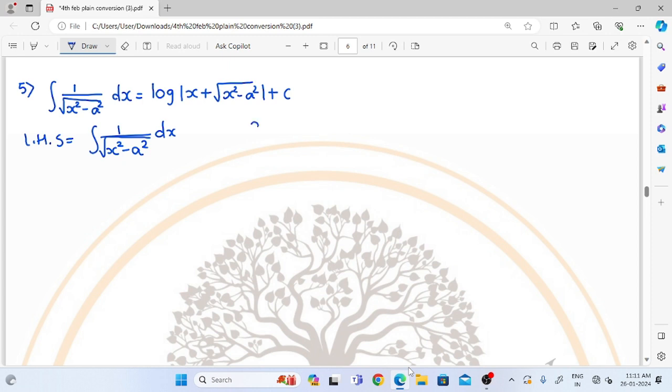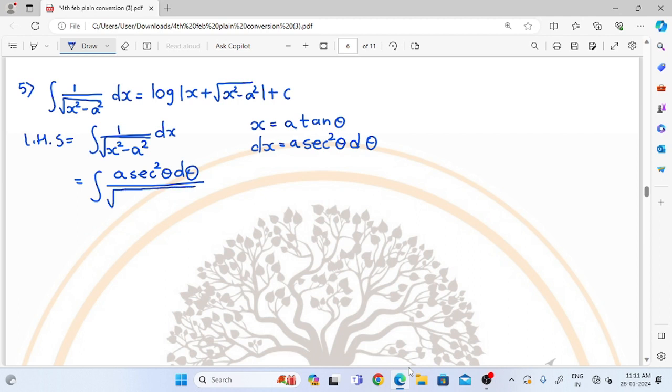So let's take x is equal to a tan theta. So dx will be a sec square theta d theta. So we'll substitute here. In the integration, the numerator dx is there, so a sec square theta d theta. In the denominator, what will we get? Square root of x square. So x square will be a square tan square theta minus a square.